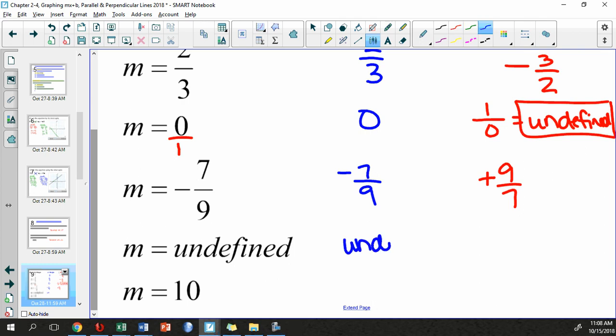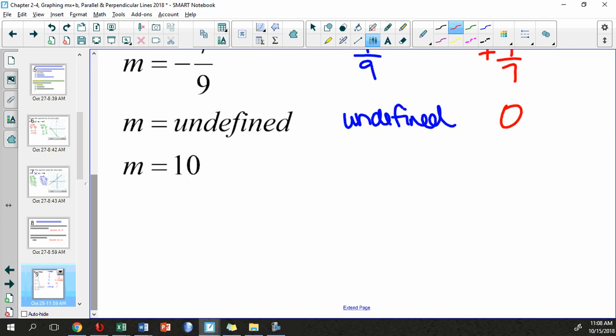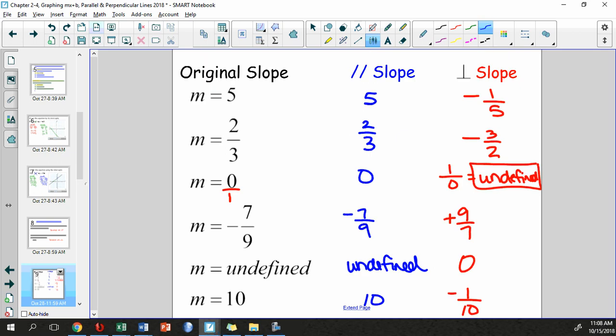Undefined. What's the reciprocal of something that is undefined? 0. Do we understand that? Yes? Okay, and lastly, what is going to be the same slope if your slope is 10? And what is the perpendicular slope? -1/10. Do we all understand that? Yes or no? That is extremely important that you get that concept.